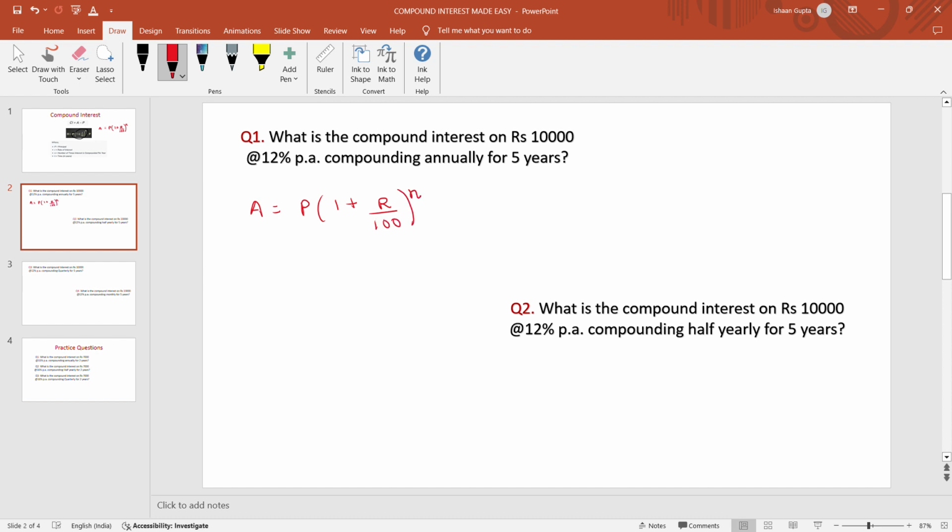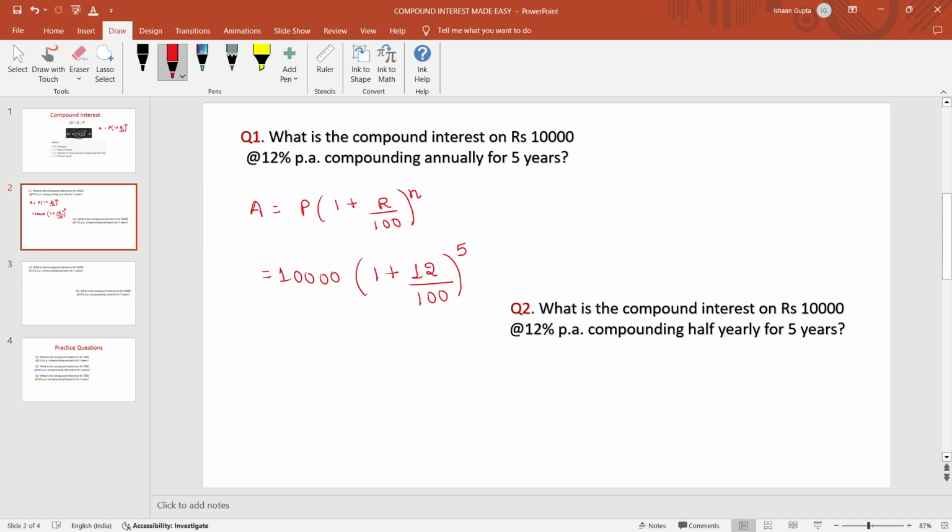Here we have compounding annually. Annually means nothing is going to change. The rate of interest for the whole year is 12%. So we write 12 by 100 here, and the number of periods is 5. Time period is 5 years.